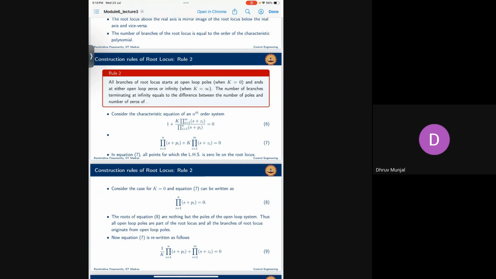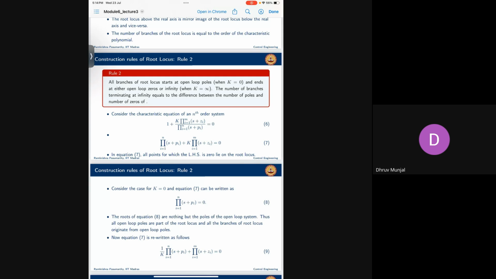If you have 3 poles and 2 zeros, any two of the root loci can start at open loop poles and end at open loop zeros. The one remaining root locus will start from an open loop pole and end at infinity. So whatever poles are in excess of your zeros will go to infinity. That is the point here. What if the zeros are in excess compared to poles? Then a root locus will come from infinity and reach those zeros.